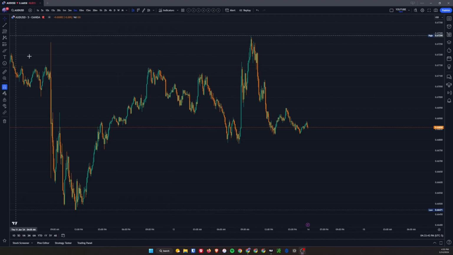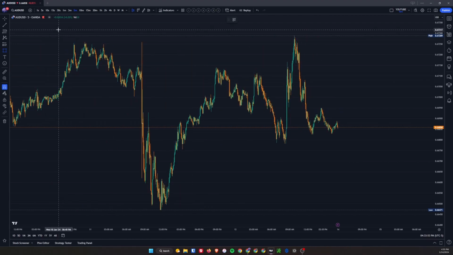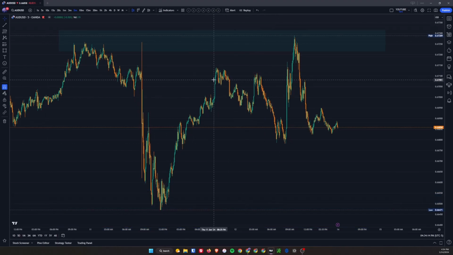Okay, so what is support and resistance? Super simple. Support and resistance is just a level that stands out where price got rejected. So you could say that this is a resistance zone and this is a support zone. Resistance is a ceiling of price. Support is a floor of price. You can see that it rejected this ceiling, came down and rejected this floor and went in the opposite direction. So that's the super basic concept of support and resistance.